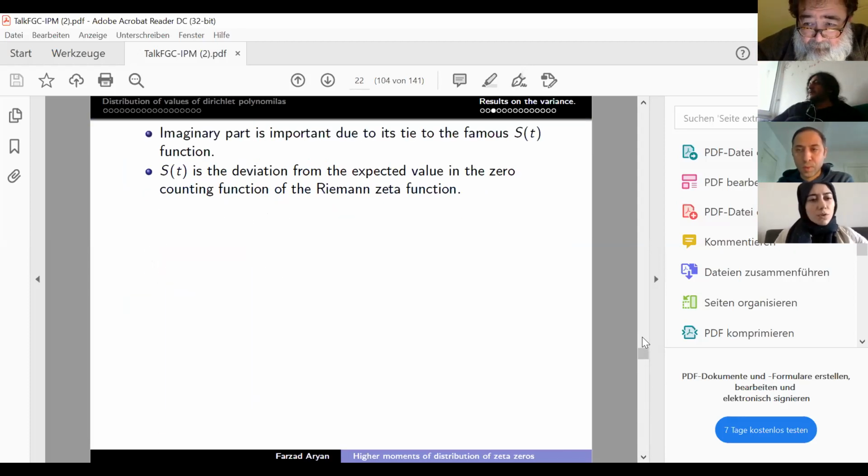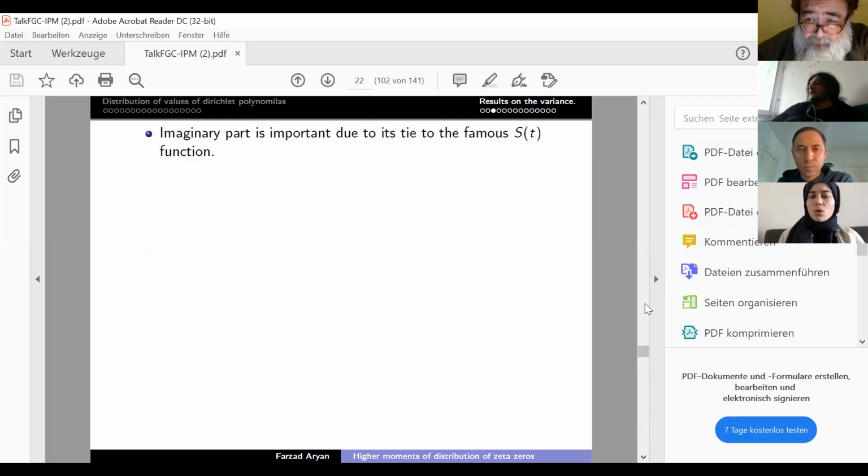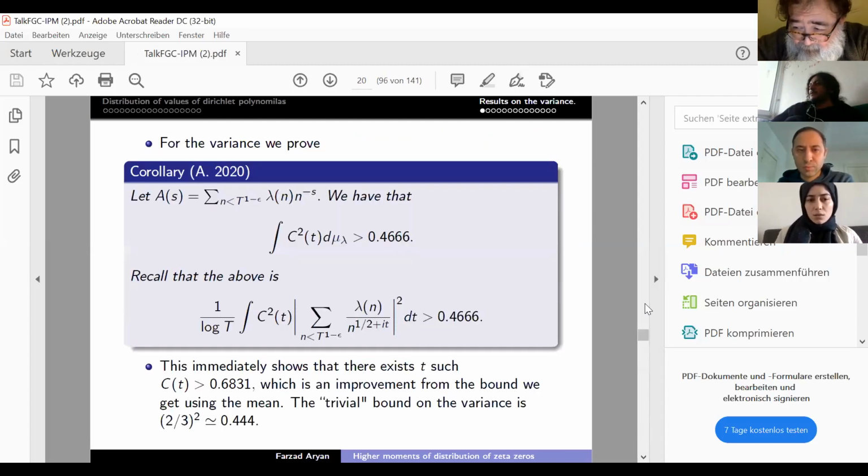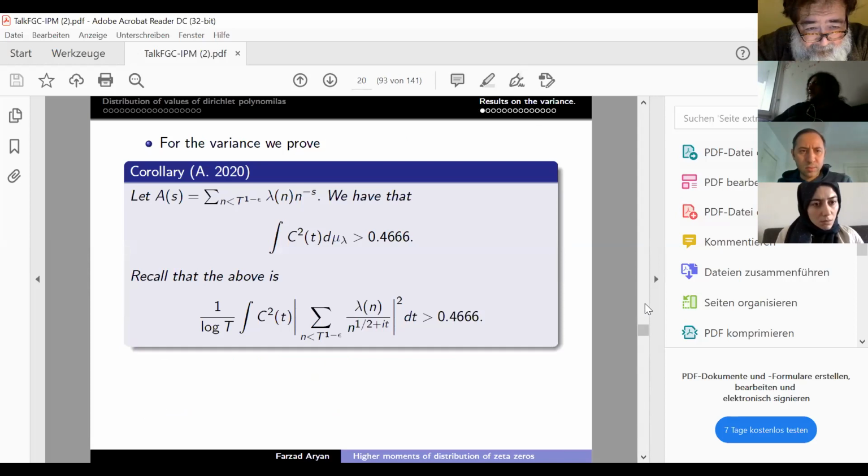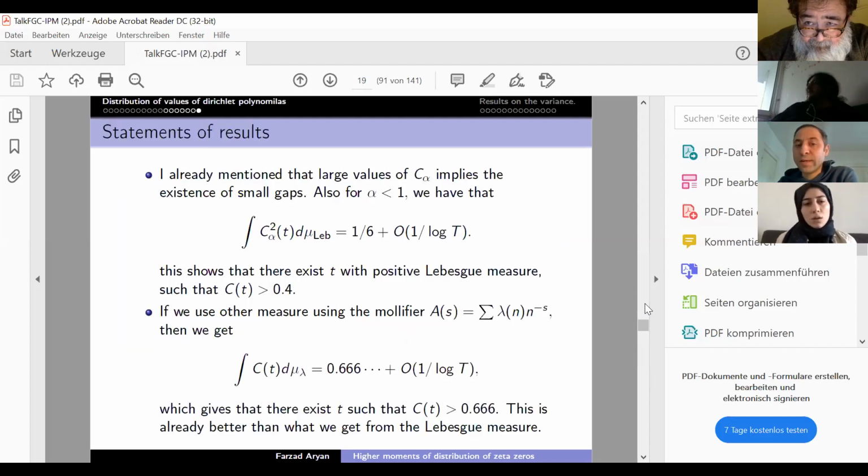Oh, okay. So your first corollary was on C of t, right? Yeah, the first corollary was C of t. Do you see it now? Yes. So how did you obtain this? Did you use a different method here to get this improvement? Because you said this was an improvement over the previous results, right? This 0.466 is an improvement to the trivial bound you get from the mean.